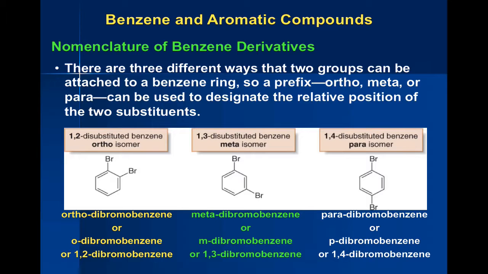However, organic chemists rarely name them this way. When you have two substituents that are in a 1-2 relationship, we say that this is ortho. This is ortho-dibromobenzene, okay? And so you will write ortho-dibromobenzene, or you can abbreviate it as o-dibromobenzene. When we have the substituents in a 1-3 relationship, this is known as meta, and so we call this meta-dibromobenzene. And when you have the two bromines in a 1-4 relationship, this is called a para relationship, okay? And so we would call this para-dibromobenzene.